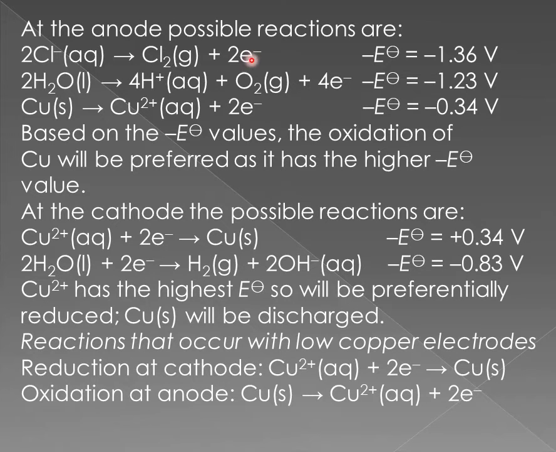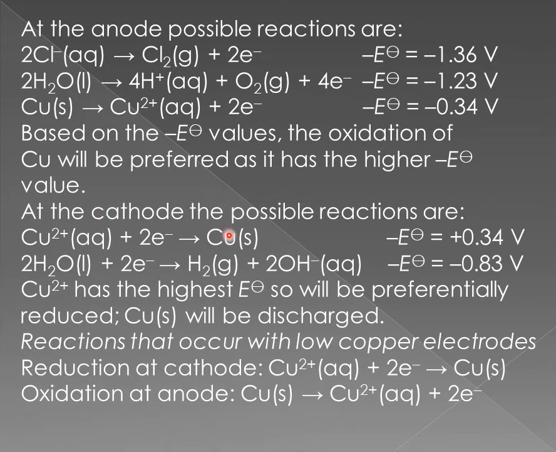So at the anode, possible reactions are chloride oxidized, water oxidized, and copper, the copper electrode itself, can also be oxidized. The highest value is the one for copper. So based on the negative standard electrode potential value, the oxidation of copper will be preferred as it has the higher negative standard electrode potential value.